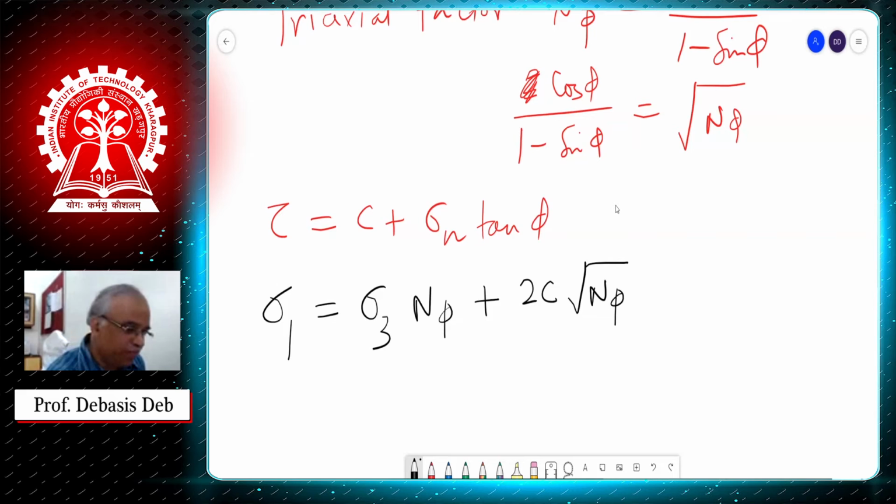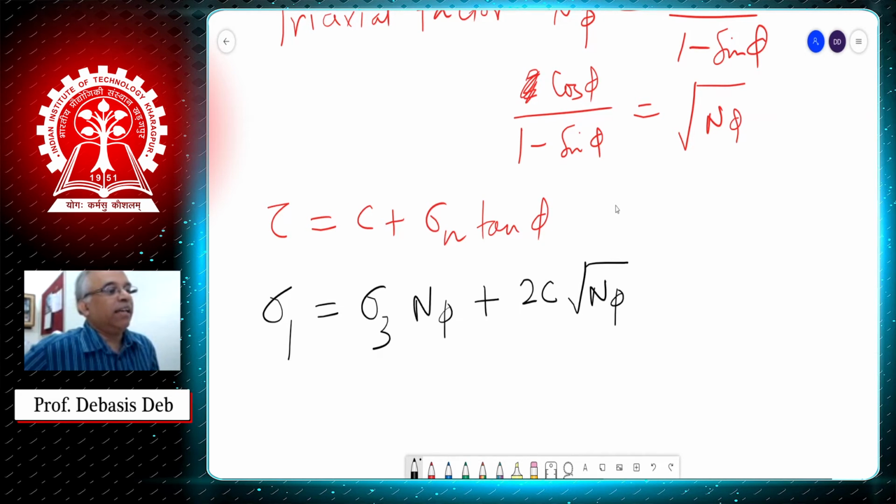Now here, why are we doing it like this? The reason is that sigma 1 and sigma 3 are measurable. We can measure them because sigma 3 is applied. We know how much value we have applied, whether 2 MPa or 3 MPa. And sigma 1 we are measuring, at what stress it has failed. Now, if those two are known to us, then I can form the equation. I will know not only the equation, I will know the values also.